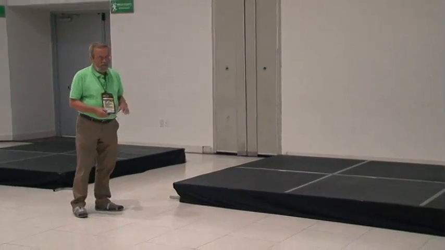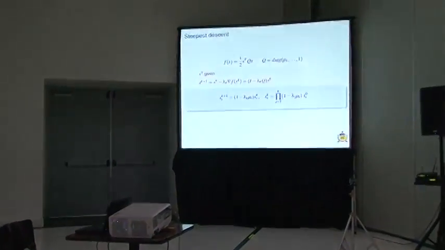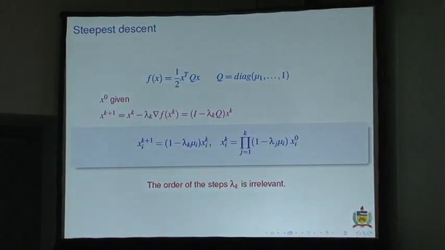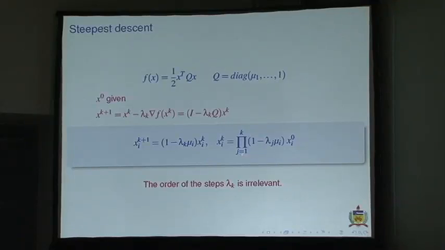And here is the steepest descent method. X0 is given. Xk plus 1 is xk minus lambda k gradient, as we had before. And this is (1 minus lambda k Q) xk. Now, this matrix is diagonal, so we can say that each variable satisfies x_i^(k+1) is equal to (1 minus lambda k mu i) x_i^k. And after k iterations, what you have is the product of these (1 minus lambda j mu i) for each variable. So you can think of each variable as separated from the others for the same sequence lambda k. And besides that, what is usually not known is that the order of the steps is irrelevant. So if you take 10 short steps, then you can change the order and you get the same thing. Because that's what it is, huh? This product.